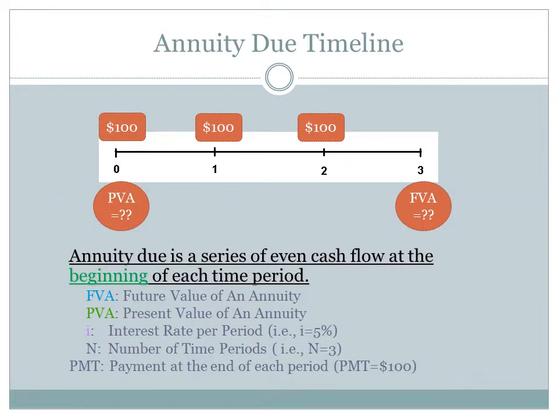Now we see the difference between ordinary annuity and annuity due. Annuity due is a series of even cash flows at the beginning of each time period. For an ordinary annuity, we will receive $100 at the end of each year, but for an annuity due, you will receive $100 at the beginning of each year.